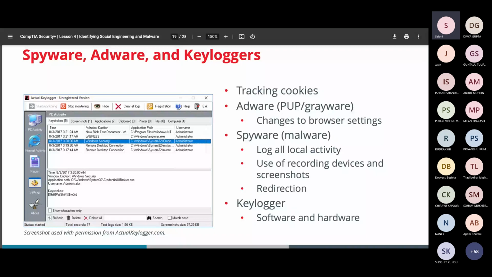So spyware is a malware which logs all the local activities, use of recording devices, screenshots, and redirection is happening.